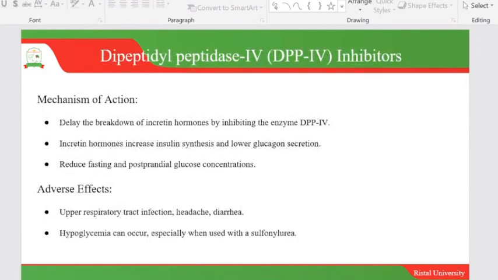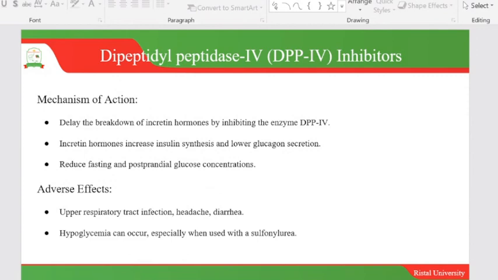The other type of drug is the dipeptidyl peptidase 4 inhibitors. So the mechanism of action here is they delay the breakdown of incretin hormones by inhibiting the enzyme DPP4. We should know that the incretin hormone increases the insulin synthesis and lowers glucagon secretion. So what these drugs do is they delay the breakdown of this hormone by inhibiting the enzyme DPP4 to make sure that the insulin synthesis and the glucagon secretion are not affected.